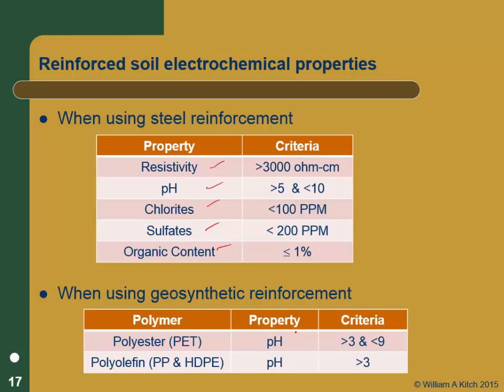The plastics that are most susceptible to chemical actions are the polyesters, the PETs. The polyolefins, which are high-density polyethylene and polypropylene, are less susceptible to chemical degradation, but they're also less stiff than the polyesters. So there are advantages and disadvantages to either. The polyesters are stronger and stiffer, and the HDPE and the polypropylenes are weaker and more flexible, but they're also less susceptible to chemical attack.